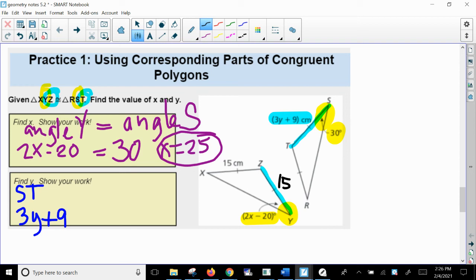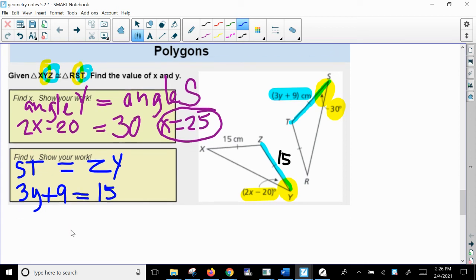So since we know ST is equal to ZY, ST is 3y plus 9 and ZY is 15. So we solve this equation for y. And I'm going to do it in my head. If I subtract 9 from 15, I get 6. 3y equals 6, therefore y is 2. I think my math is right. Okay.